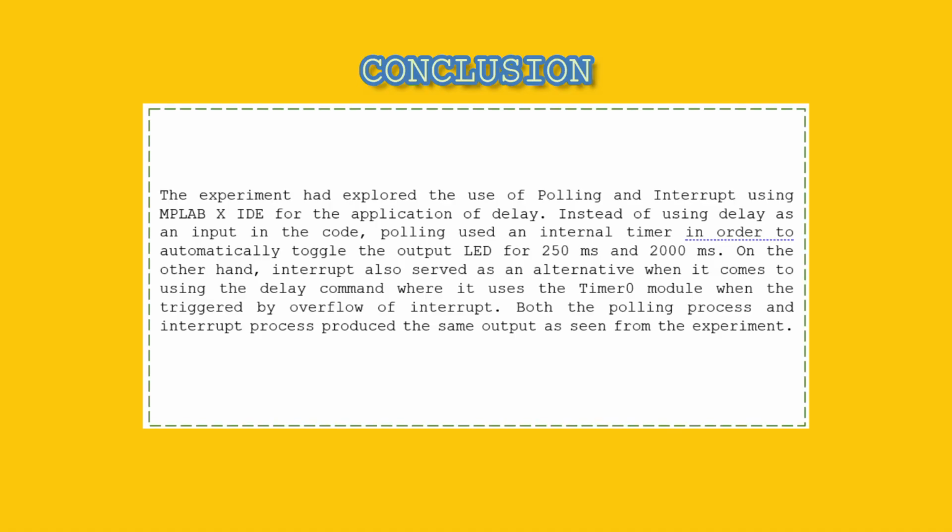Conclusion. The experiment had explored the use of polling and interrupt using MPLAB X IDE for the application of delay. Instead of using delay as an input in the code, polling used an internal timer in order to automatically toggle the output LED for 250 milliseconds and 2000 milliseconds. On the other hand, interrupt also served as an alternative when it comes to using the delay command, where it uses the timer 0 module when triggered by overflow of interrupt. Both the polling process and interrupt process produce the same output as seen from the experiment.